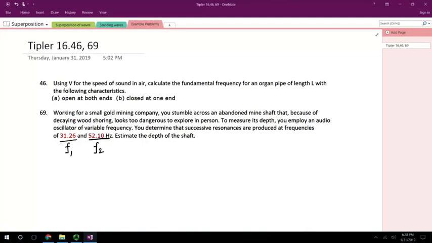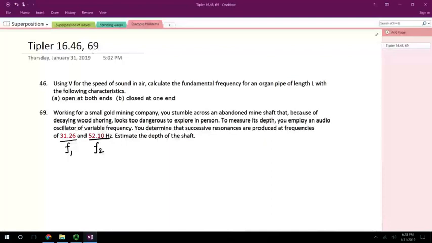Hi everyone. In this video, we will work out a couple of problems from Tipler and Mosca's Chapter 16 exercises. The two problems that I've picked are also in your tutorial 16.5. They're problems number 16.46 and 16.69. So let's start with 16.46.